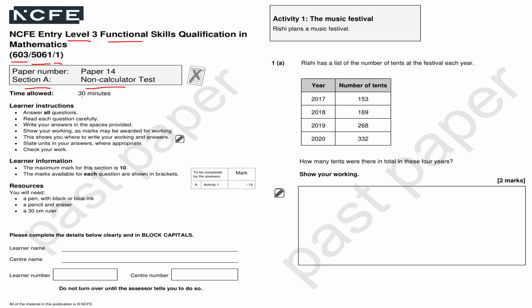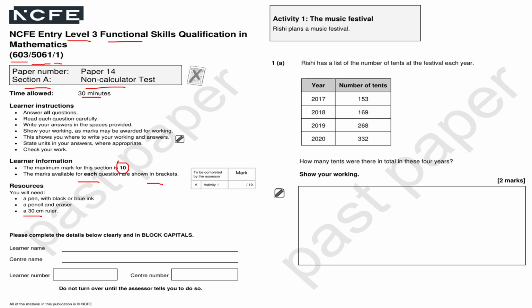The time allowed for this paper is 30 minutes. Answer all questions. The number of marks for this section is 10. Remember, the marks for each question are shown in brackets. You will need a pen with black or blue ink, a pencil and eraser, and a 30 centimetre ruler. Obviously pause it to have a read, but without further ado, guys, let's crack on with question number 1.